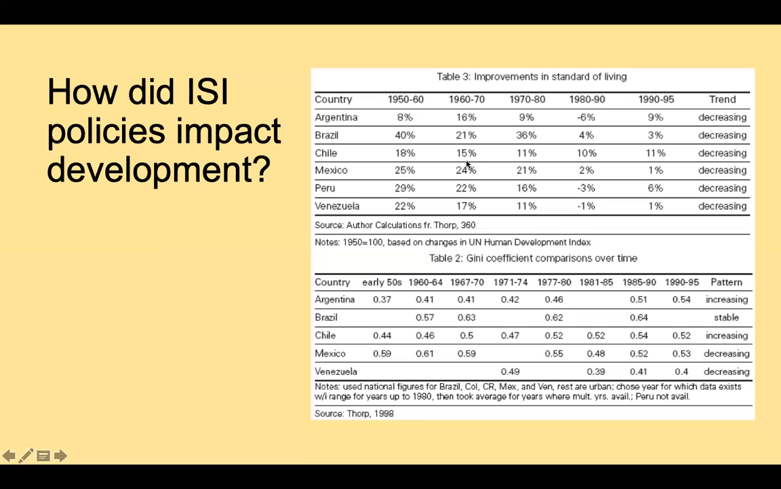Well, what you notice is that looking at standard of living, from 1950 to 1970, most countries saw a decline in the standard of living, with the exception of Argentina, which saw an increase. You take a look at the period from 1960 to 1980, and you notice that, again, most countries register a decline in the standard of living. This time, the exception is Brazil. Overall, the trend appears to show a decline in the standard of living in these countries.